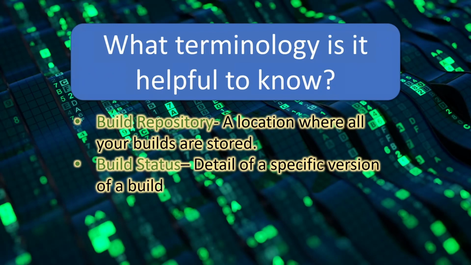Build status. Detail of a specific version of a build. You need to know the status of each version of a build. For example, your product may ship out being called version 1. However, that version may have gone through 5 build cycles.